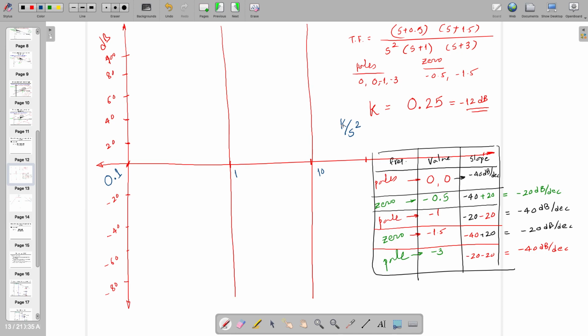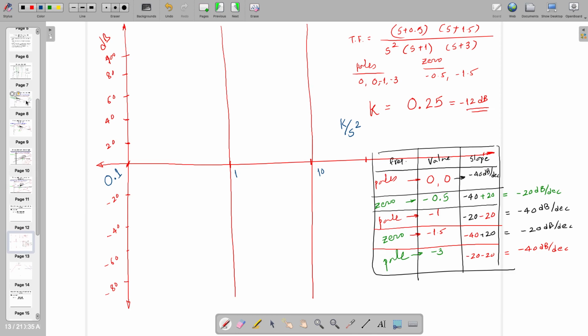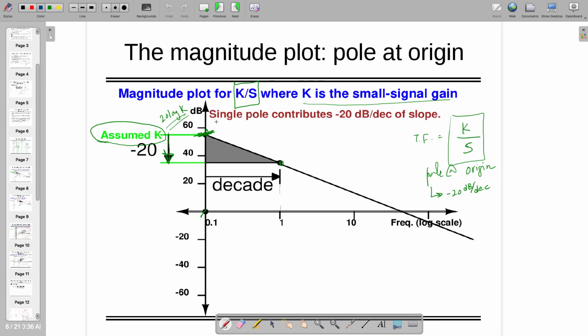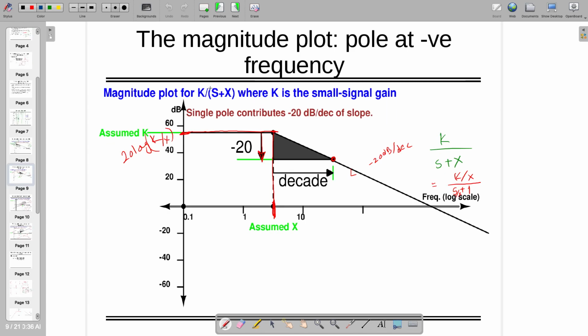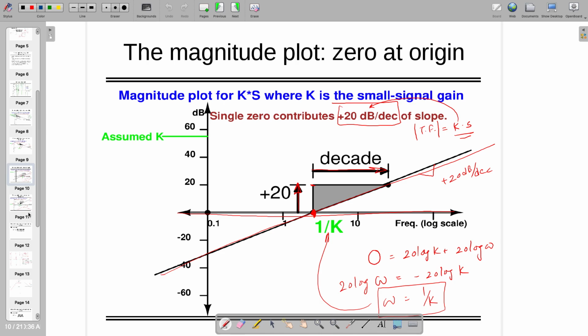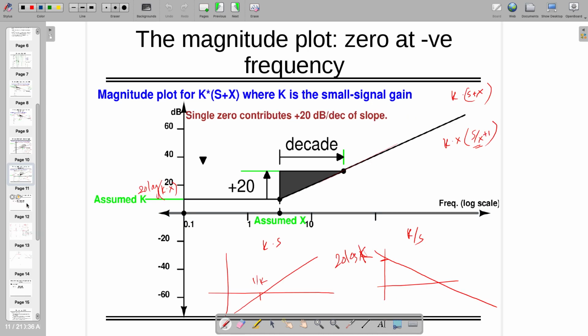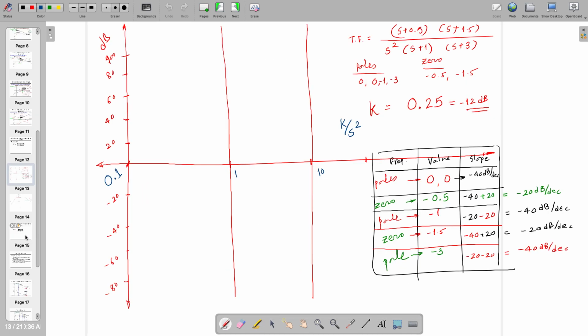The first thing which I am saying, so I taught you the following things. Whenever you are going to start, you may have k by s, then k by s plus x, k times s, or maybe k times s plus x, right? So this system starts with k divided by s square. Yeah, this is the first thing because this is at starting at the origin, right? So this particular system is going to contribute minus 40 dB per decade. This is what I want to draw.